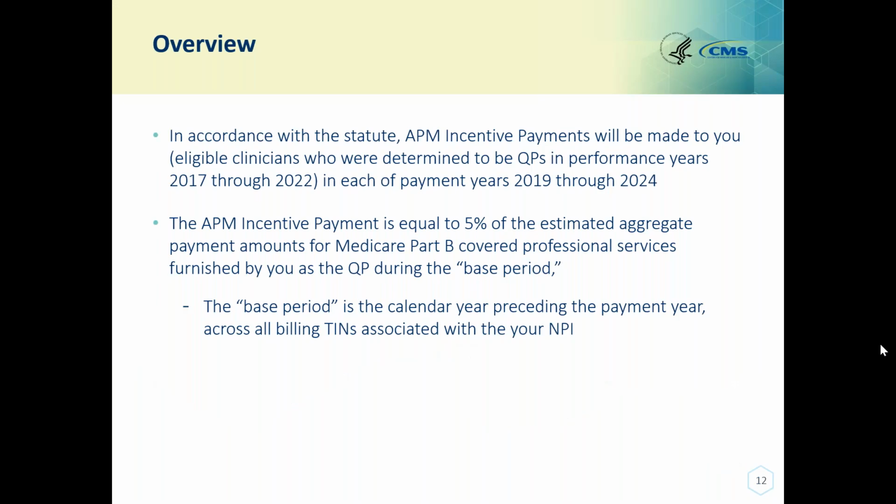In accordance with the statute, APM incentive payments will be made to eligible clinicians who earn QP status in performance years 2017 to 2022 in each of the payment years 2019 through 2024. The APM incentive payment is equal to 5% of the estimated aggregate payment amounts for Medicare Part B covered professional services provided by each QP during the base period. And I just want to make a note that the base period is the calendar year preceding the payment year across all billing TINs associated with an NPI.